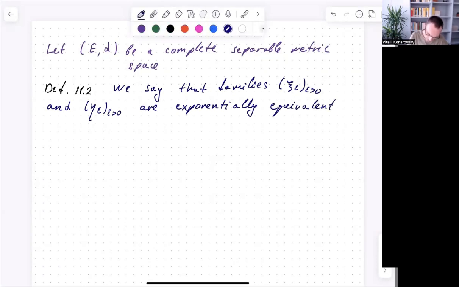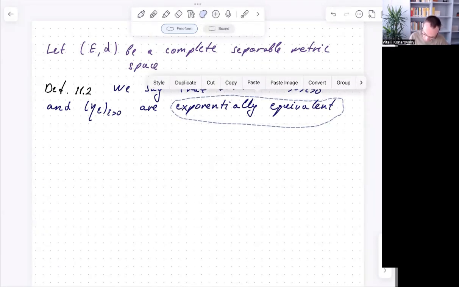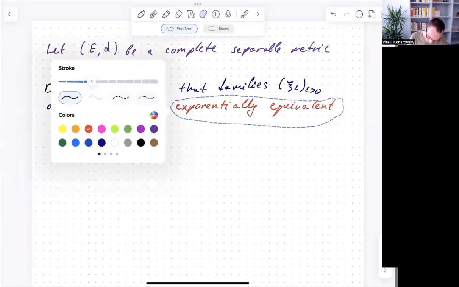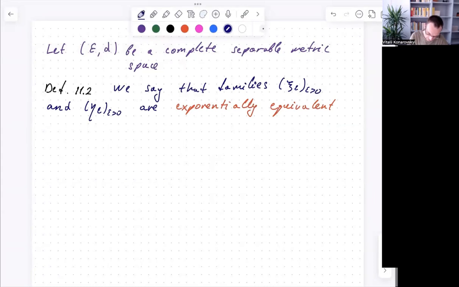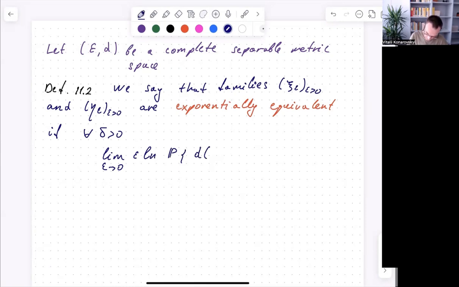We discussed exponential tightness before, and exponential tightness is important to make the connection between a weak and strong large deviation principle. But here they are exponentially equivalent. It means that if for every delta larger than zero, the limit as epsilon goes to zero of epsilon logarithm of the probability that the distance between psi epsilon and eta epsilon is larger than delta is equal to minus infinity.